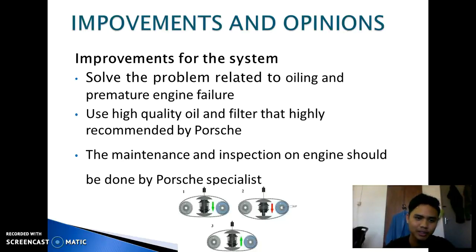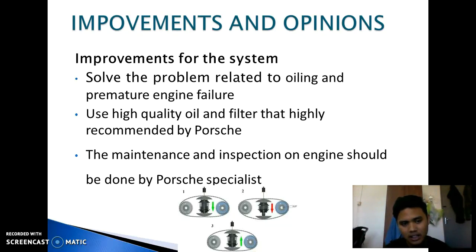So here are some improvements and our own opinions toward this system. For the improvement of this system, maybe Porsche should come up with a solution regarding the problem related to oiling and premature engine failure. This is common feedback that Porsche gets from customers for this system.